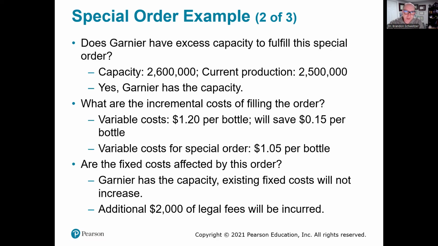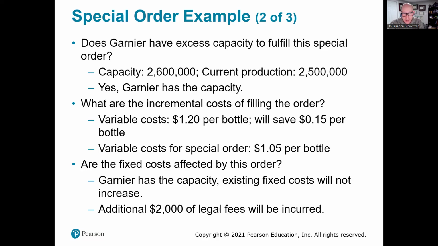Our capacity is 2.6 million bottles of shampoo to produce. We currently have production of 2.5 million. So the short answer is yeah, we can do it. Garnier can, we have the capacity. So what about the incremental cost for the order? We know that the variable cost will be $1.20 per bottle. We'll end up saving 15 cents per bottle because of the label, right? Reduced cost in labeling. So that will give us a total variable cost for the special order of $1.05 per shampoo bottle. So overall, seems like a pretty good deal to me.